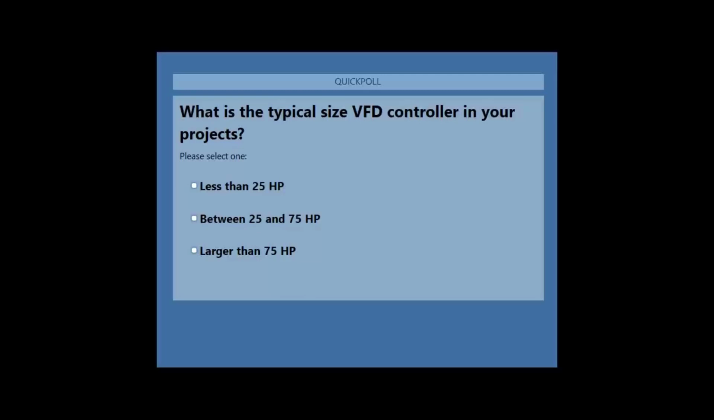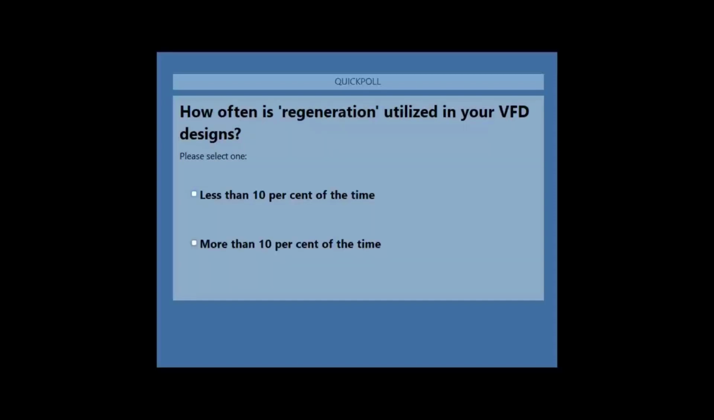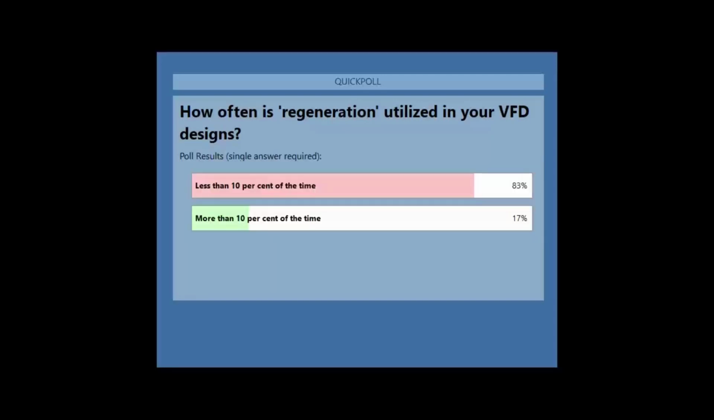All right, thank you. Here's how folks have weighed in on this one. Looks like there's more leaning towards the heavy drive systems. The second question, how often is regeneration utilized in your typical design? This is one that I'm really curious about because in robotics, we're using DC motors in the drive systems, and regenerative braking is frequently used for better position control. You don't want your robot overrunning its spot.